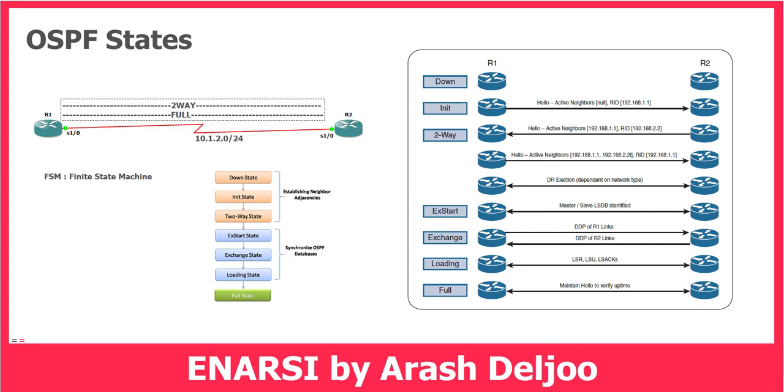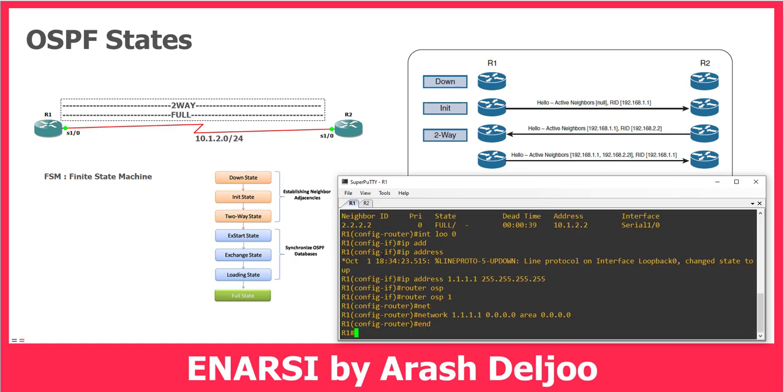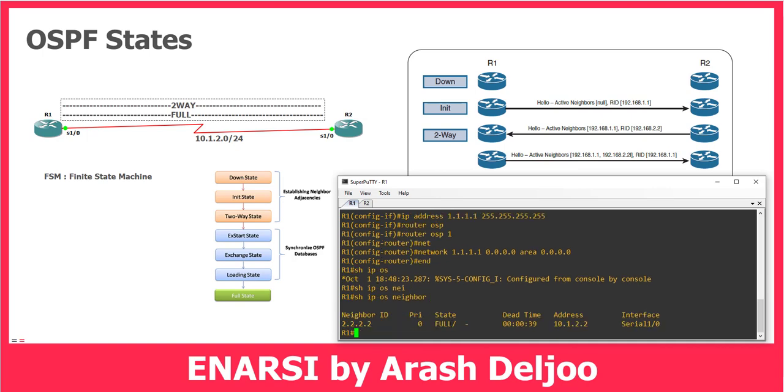the full state means that we have complete neighborship, and we have also completed the link state advertisement. For example, here on router 1, if you want to see the full state, use show ip ospf neighbor. Look here, we have the state of full. What does full mean? This means that we have neighborship with router 2, and we also exchanged link states with this router before. Everything is working correctly.